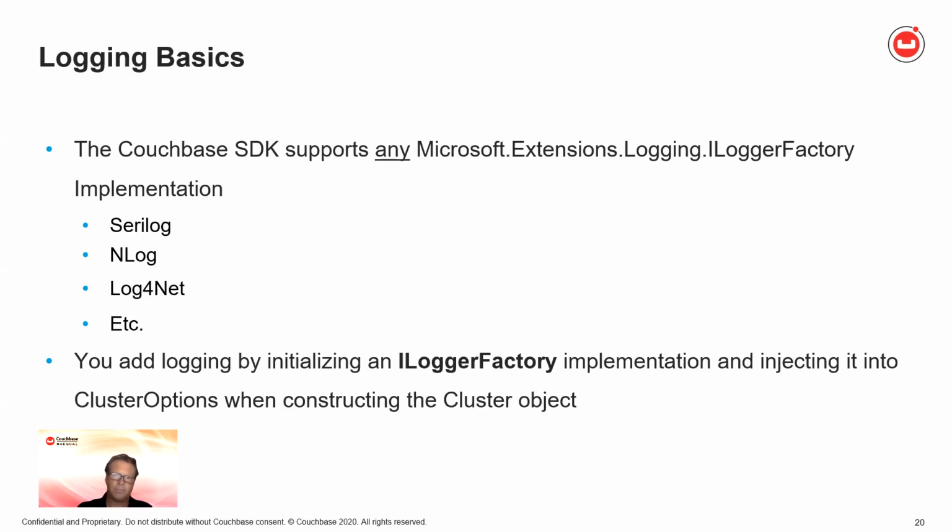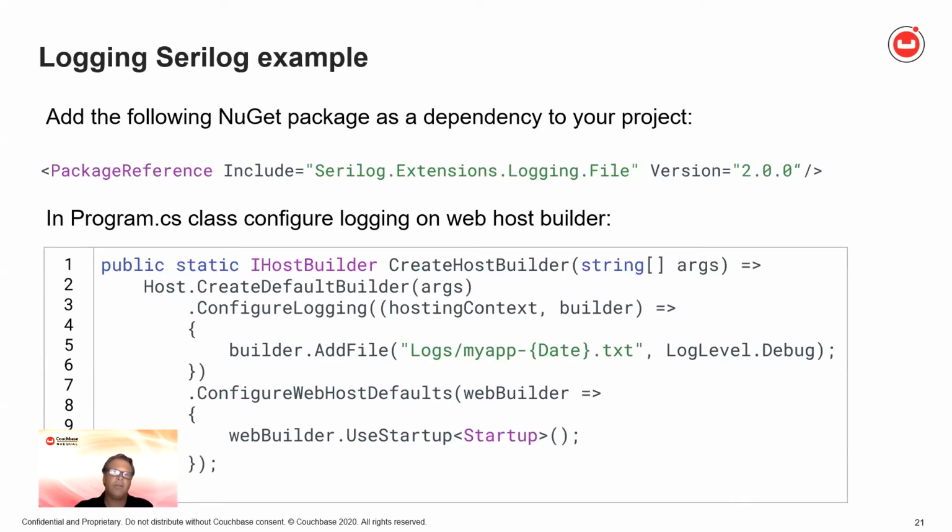With one caveat. So here's a Serilog example. First, we're going to add the following NuGet package dependency to your .csproj file. Package reference include equal to Serilog.Extensions.Logging.File, version 2.0.0. This is a very cool package.